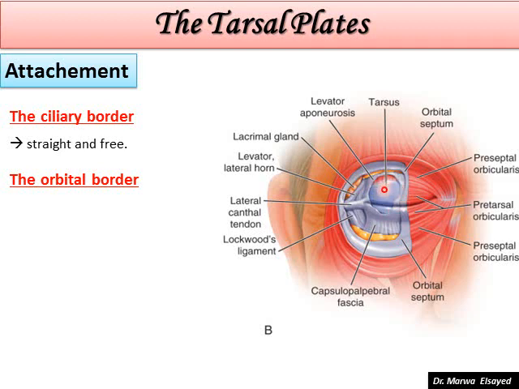But the superior tarsus has a third attachment for the aponeurosis of the levator palpebrae superioris muscle, which is attached to the anterior surface of the superior tarsus.